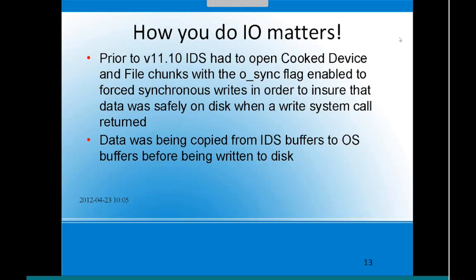Something to keep in mind about Informix. Before Informix 11.10, when you opened a cooked device or a cooked file, a file system file chunk, the file had to be opened with O_SYNC in synchronous mode. And that meant that on every write, the engine had to wait for the physical write to go to the operating system cache, and then the cache to be flushed out to disk before that system call returned to Informix, and it could know that the data was safely on disk. And that's very slow. And it's one of the reasons why we always recommended raw disk in the past.